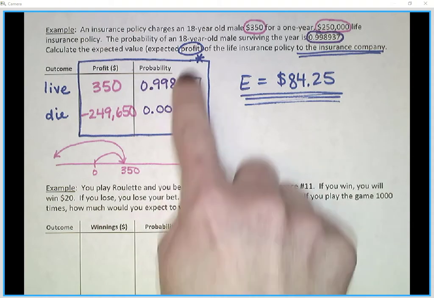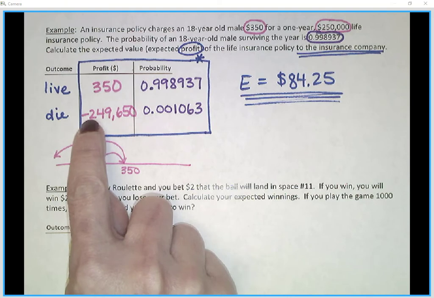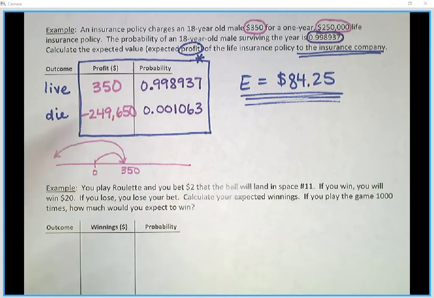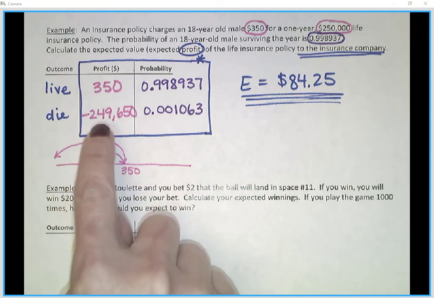So if it says profit, you have to do this little subtraction bit. If you put negative 250,000 here, you're going to be off by just a little bit, and it'll be just enough to drive you crazy on MyMathLab because it's going to tell you that you're wrong. Okay, so make sure that you do that subtraction.